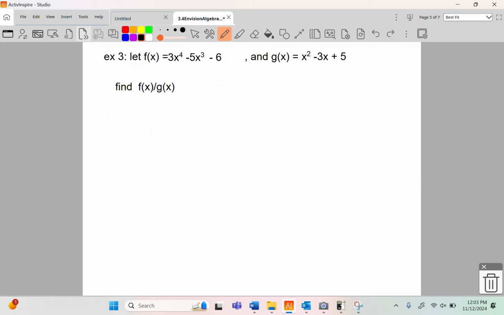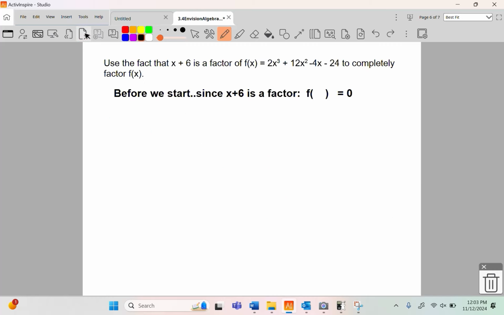All right. I'm going to get you guys started on this one. Then I'm going to see what you can do. Use the fact that x plus 6 is a factor of 2x cubed plus 12x squared minus 4x minus 24 to completely factor the polynomial. Before we start, since x plus 6 is a factor, what does that mean f of negative 6 is? Sorry, what f of what is 0? Anyways, let's set this up.